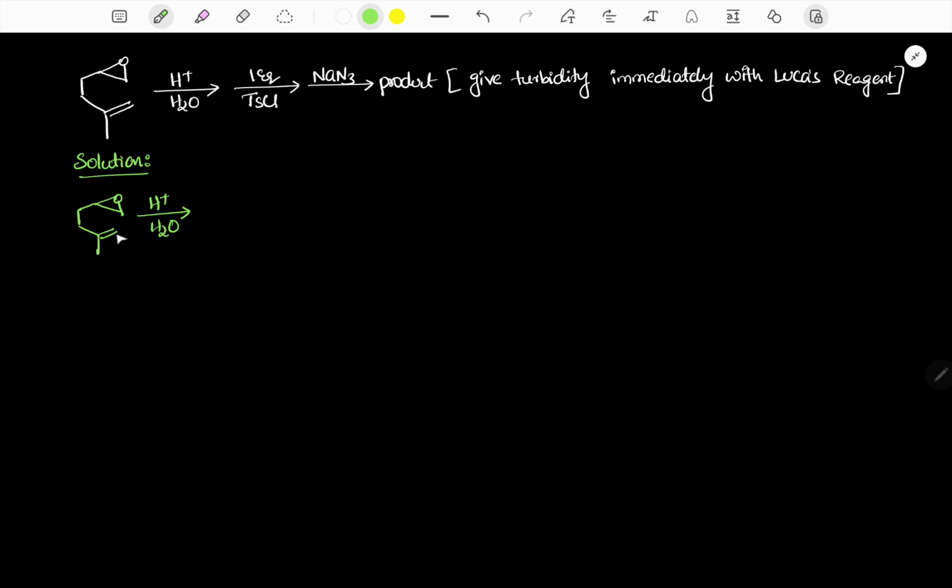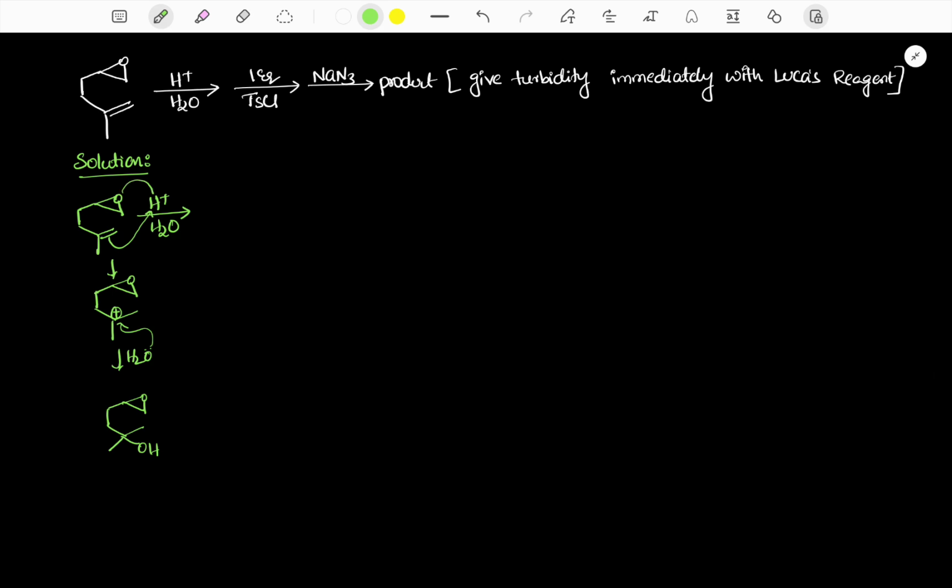The reactant has two functional groups. One is epoxide, another one is alkene. Suppose alkene reacts with H+ and forms the corresponding stable C+. Now the stable C+ reacts with water and forms the corresponding tertiary alcohol. So it is one type of product.